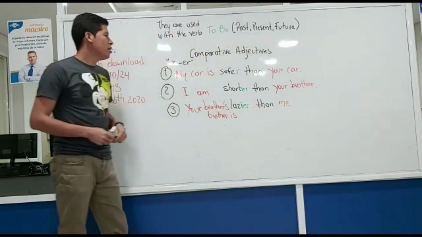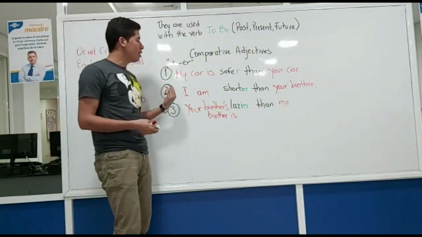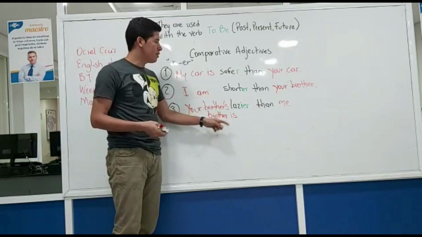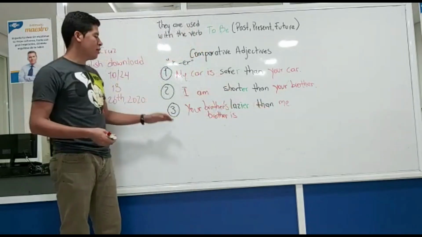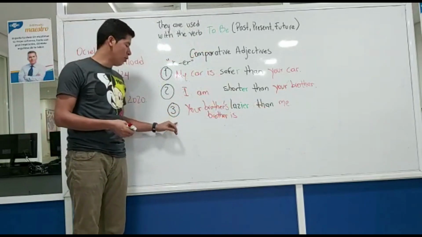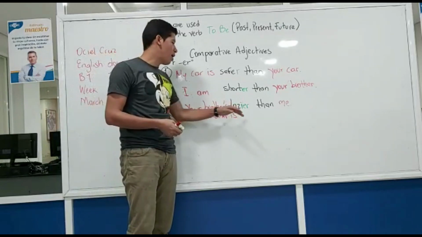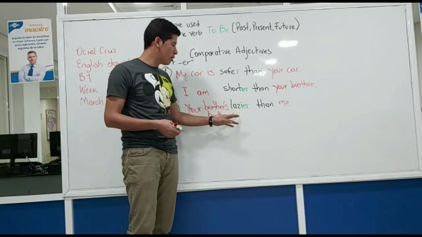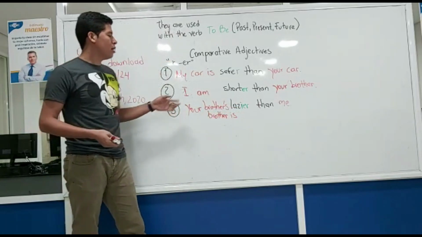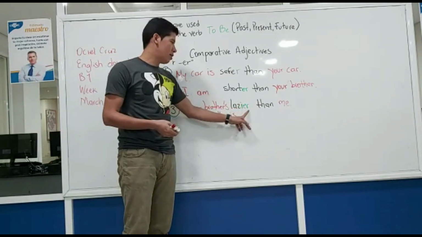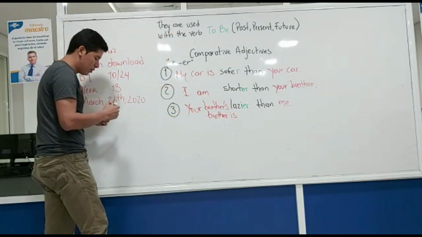Maybe your brother is taller than me, but your brother is lazier than me. Okay? Always in the second and third rules, you can refer to adjectives ending in the consonant Y, and we change the consonant Y for I, E, R. Okay?